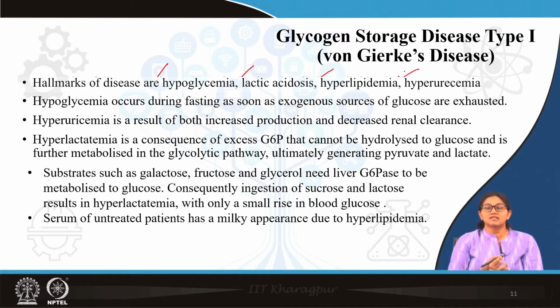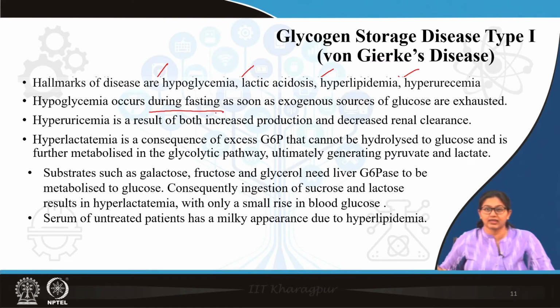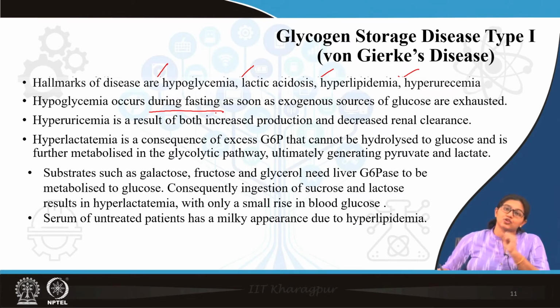Now, why do these happen actually? Hypoglycemia, as I have discussed already, is because glycogen cannot provide glucose, there is defective breakdown of glycogen, and gluconeogenesis is also hampered. So, that is giving rise to hypoglycemia during fasting. So, what happens if there is glucose 6-phosphatase deficiency? Basically, glucose 6-phosphate cannot be converted to glucose. So, there will be accumulation of glucose 6-phosphate.